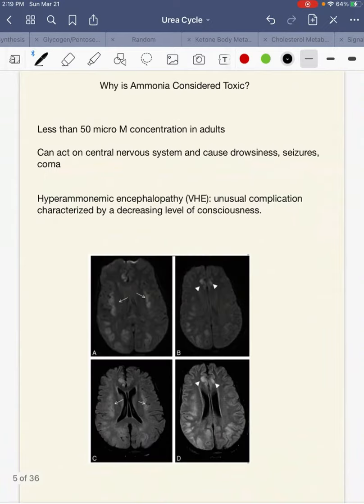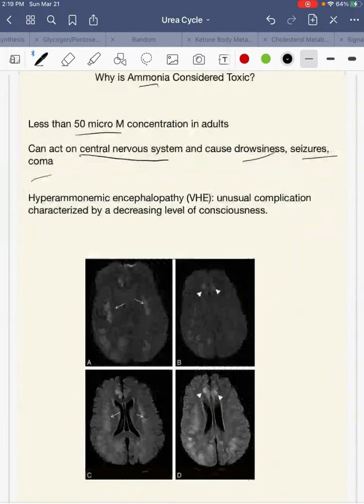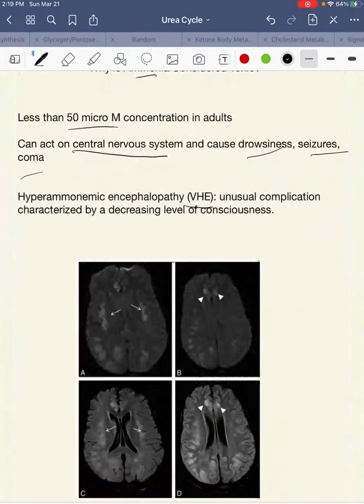So let's talk about why we cannot just excrete it as ammonia. Ammonia exists in your body at concentrations less than 50 micromolar. If it starts to accumulate, it can act on the nervous system, and this can cause drowsiness, seizures, and coma. Eventually, you can have complications such as hepatic encephalopathy, and this can lead to unusual complications in the nervous system, and then this can cause decreased level of consciousness.